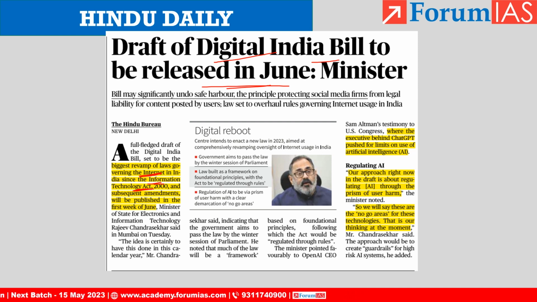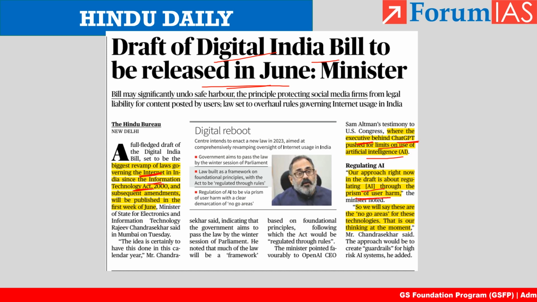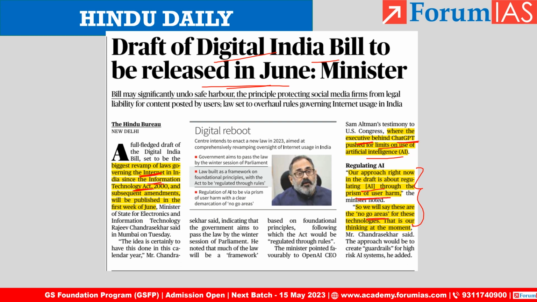Okay, so in this they are even regulating AI. Why? Because even ChatGPT's executive, they have pushed for limits on the use of AI. So basically the approach in the bill is about regulating AI through the prism of user harm. So to the extent of the harm caused, the AI will be restricted or it would be subject to very strict government regulation. So there will be no-go areas for technologies. These are all being spelled out in this draft bill. And when this draft bill comes to the open arena, we will discuss more about it.